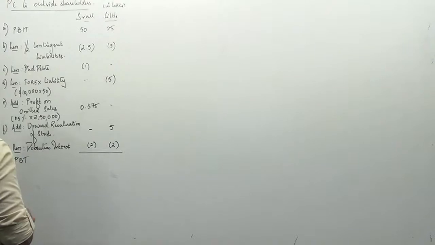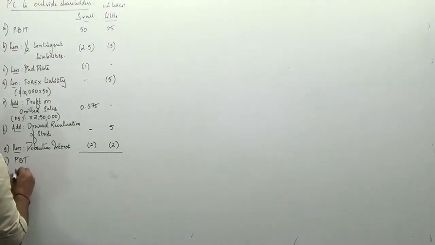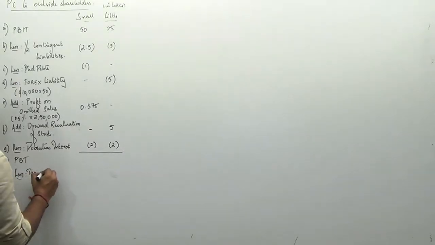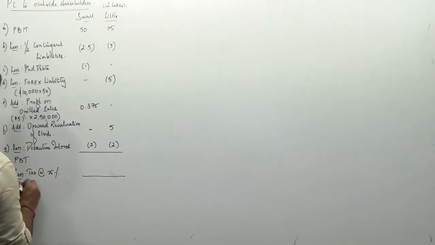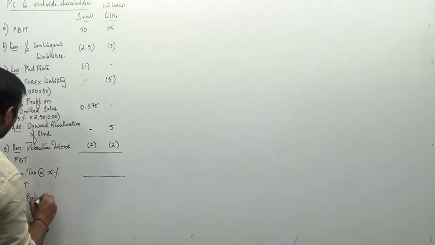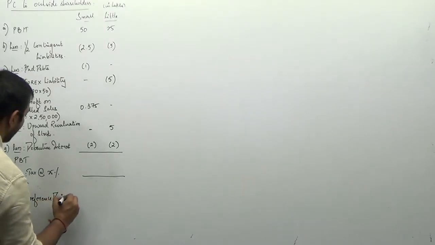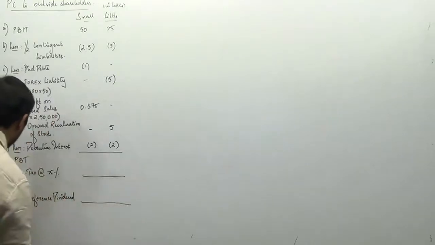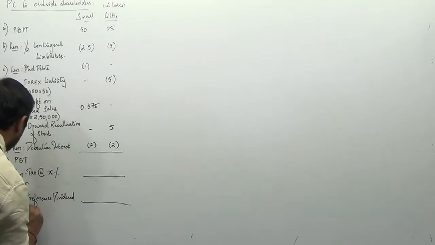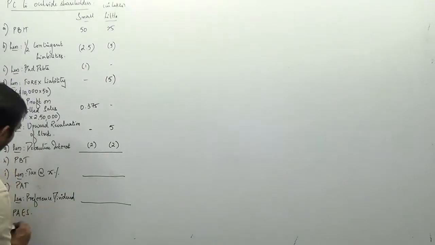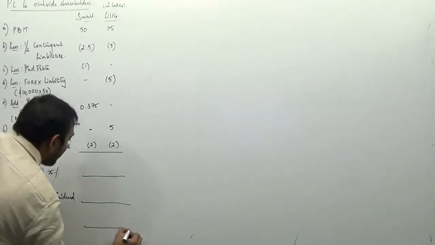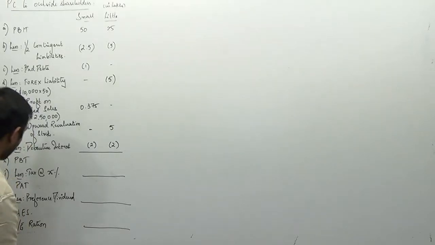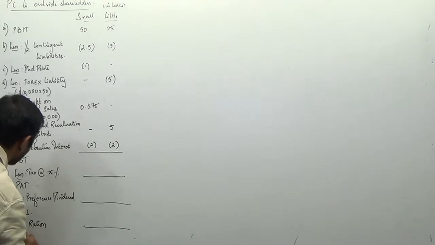That is it. This will give you PBT, corrected PBT, before tax. Less tax at the rate of 25%. This will give me PAT. Deduct preference dividend. Then we will arrive at PAES. Multiply by P ratio. We'll get total PC.